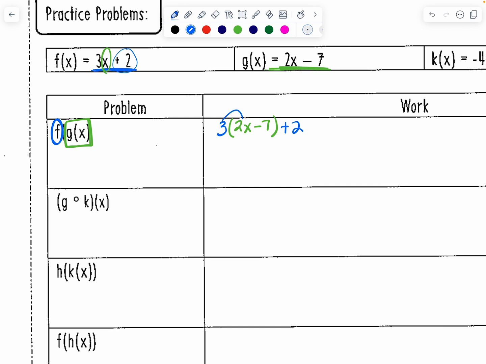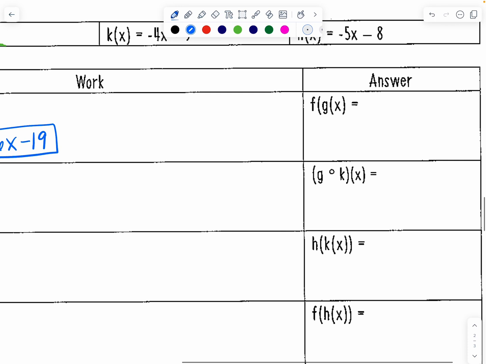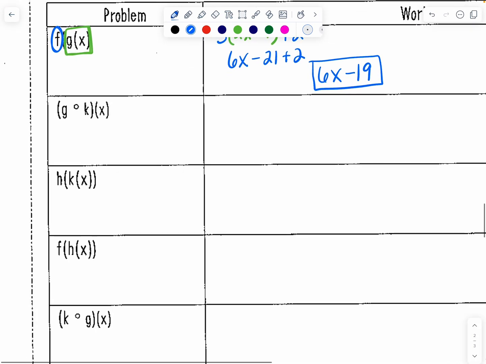Once you're at this point, then we just simplify. So 6x minus 21 plus 2. So this is going to give me 6x minus 19 as my final answer. So we can write this over here. All right, let's do a couple more.